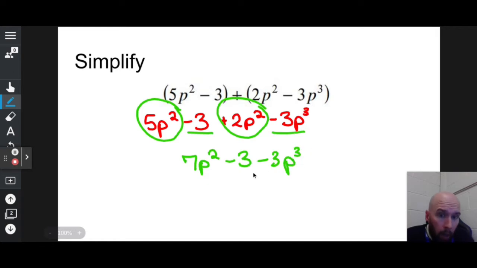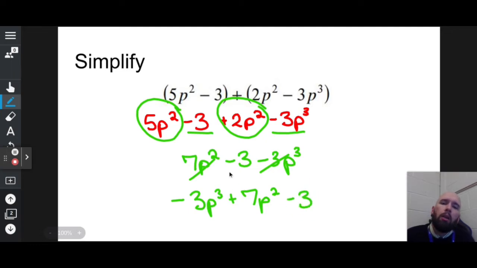What I want to do now is I'm going to write this out in standard form, which means I start with my highest degree. So I have negative 3p cubed. Done. Positive 7p squared. Done. Minus 3. Done.